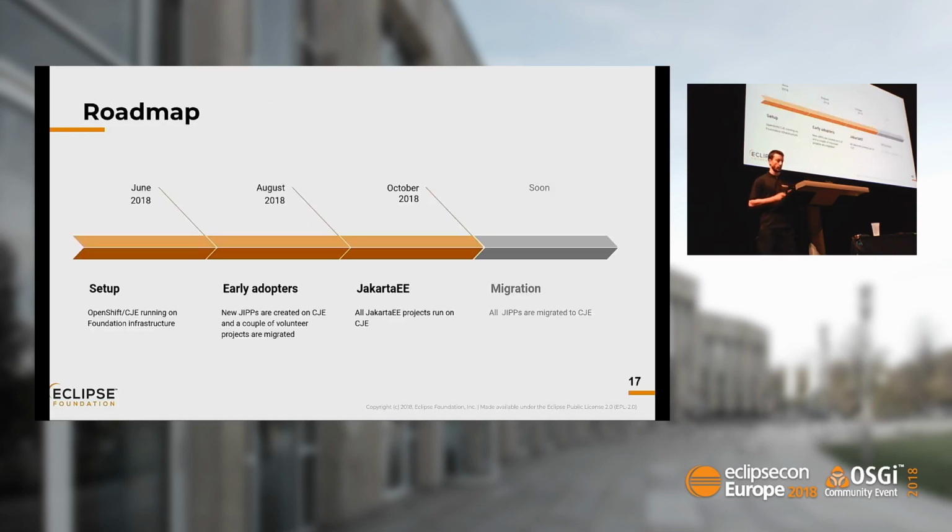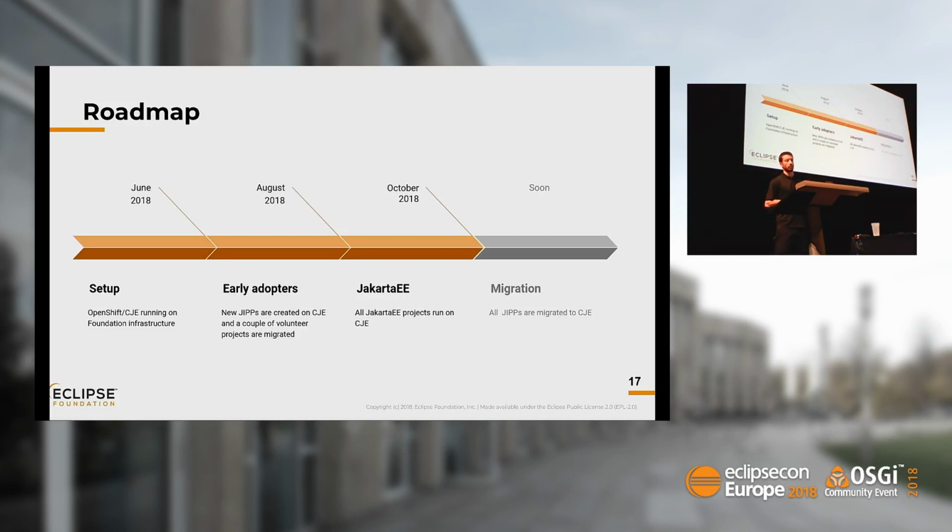And just to give you an overview again, this is the roadmap. We started in June with setting up our infrastructure around the cluster. We added the early adopters in August, and at the end of September or October there was the onboarding of all the Jakarta EE projects. This is now done, and we will soon evaluate the migration solution and try to onboard new projects.